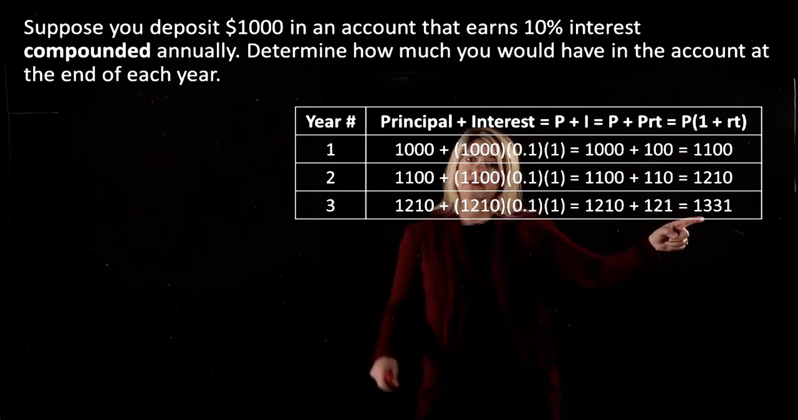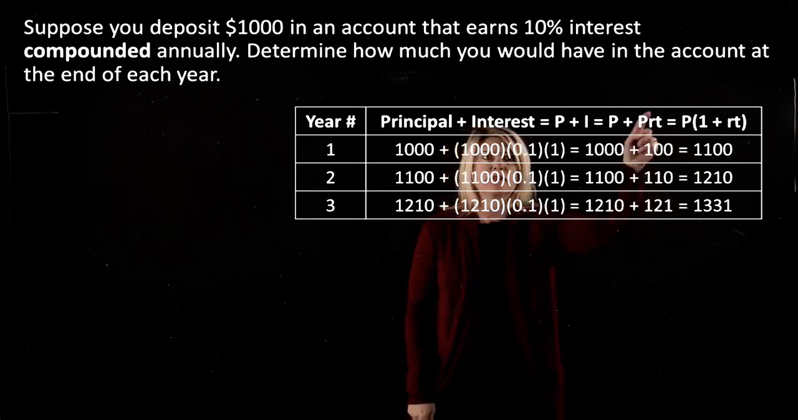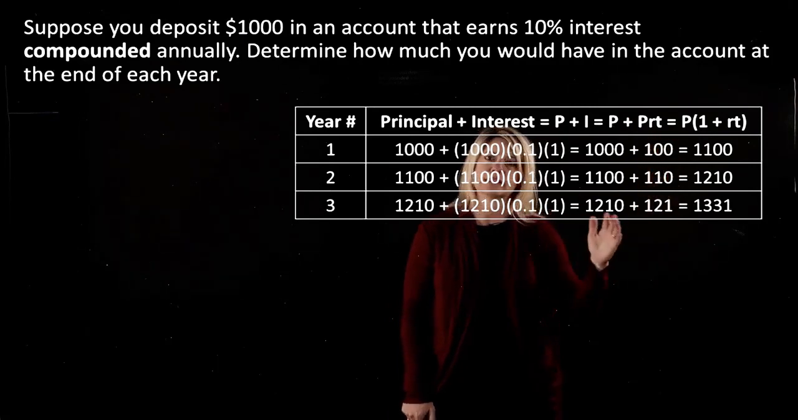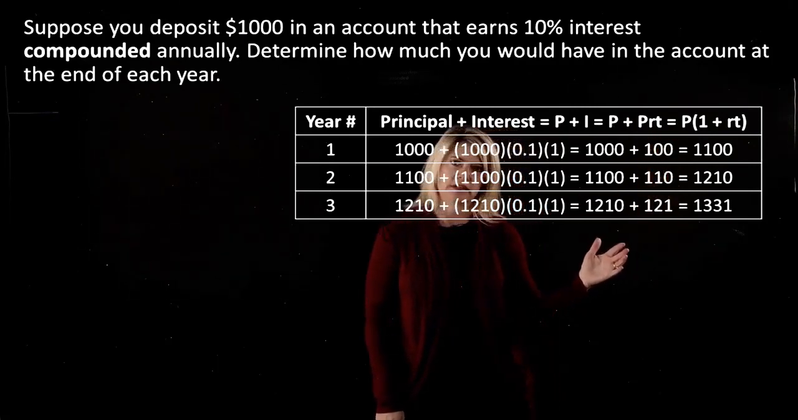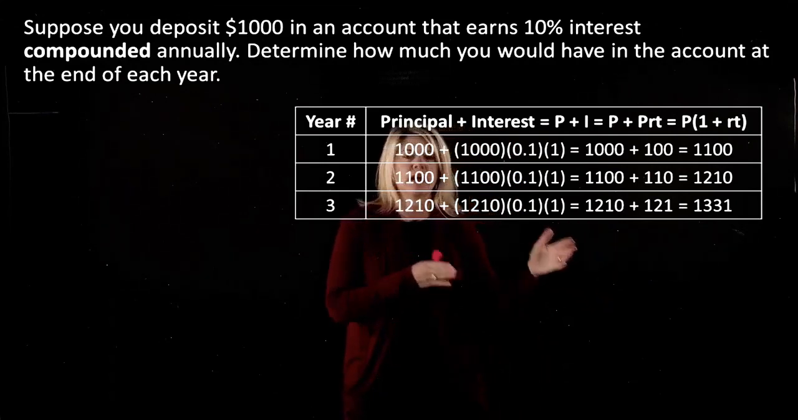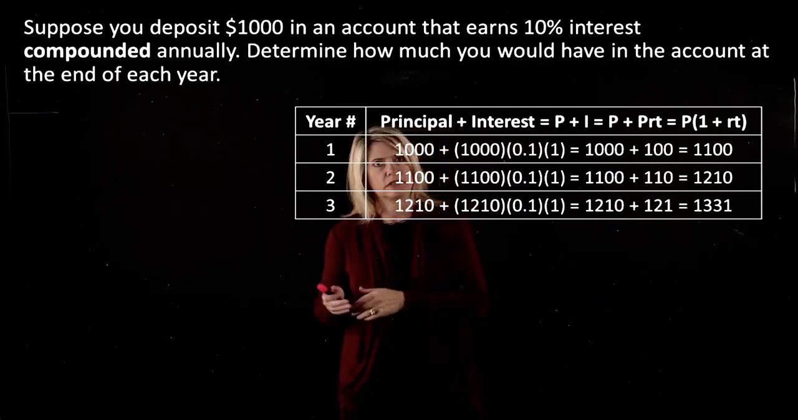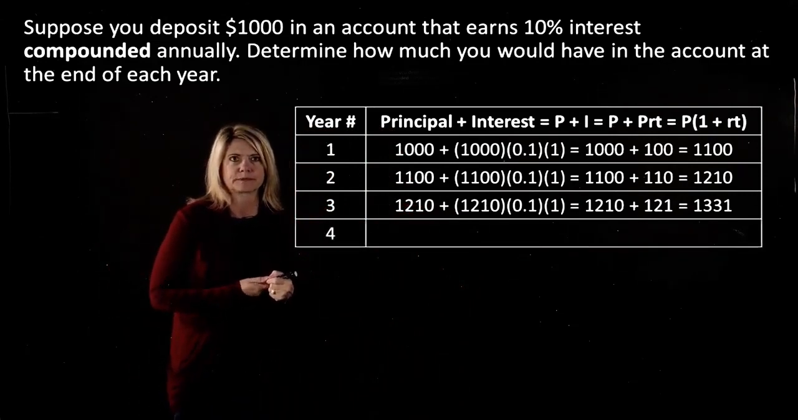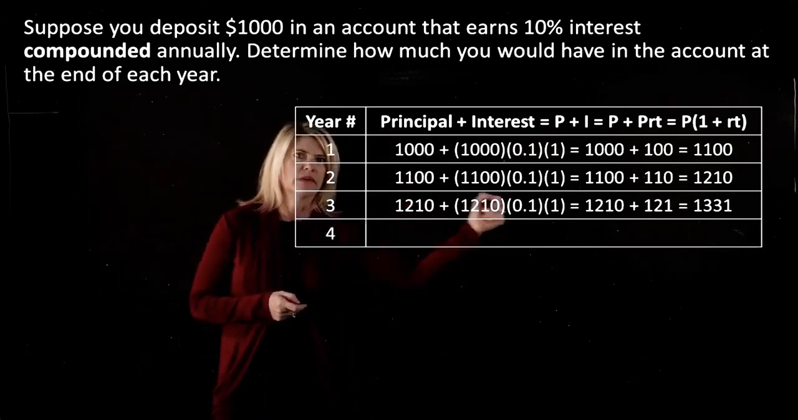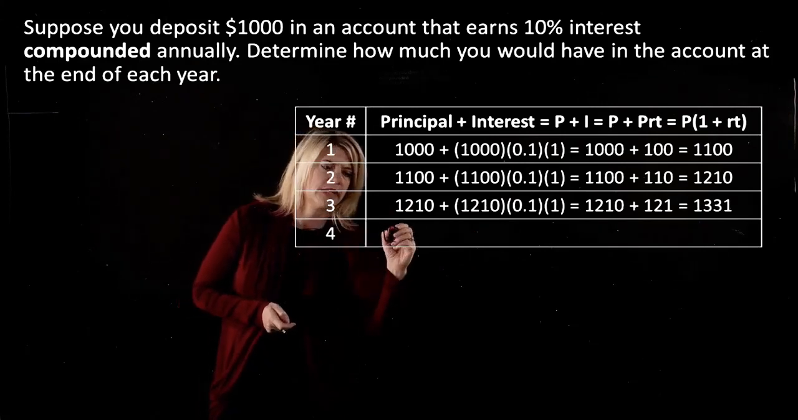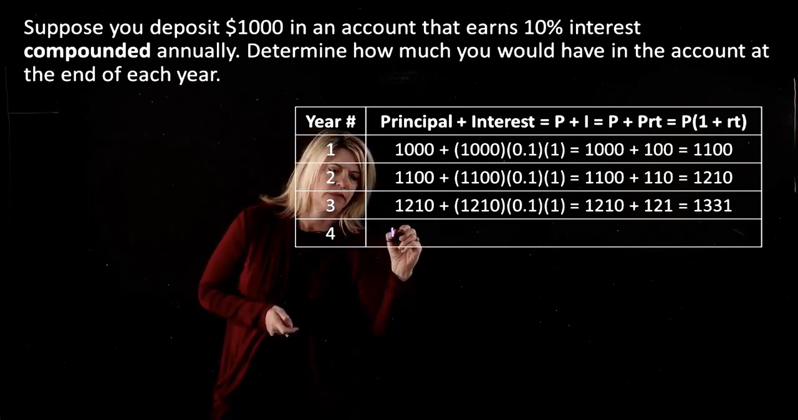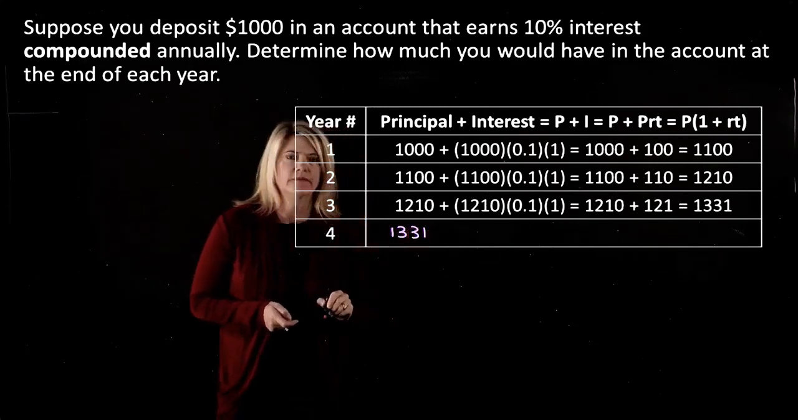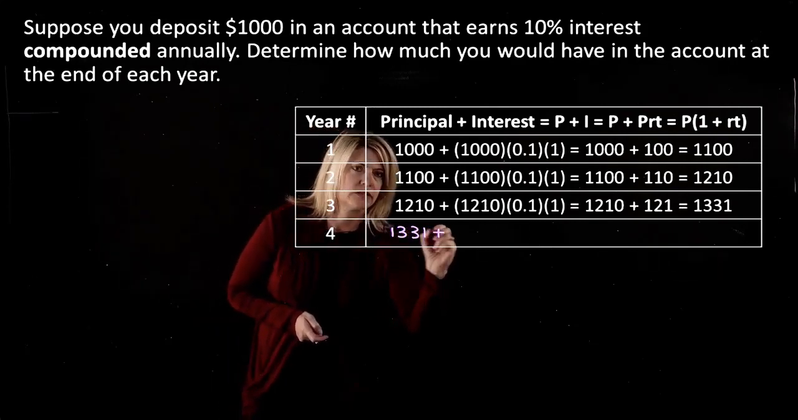Before we go to the fourth year, let's examine these. What you see is your interest each time is increasing a little bit at the end of each year because you earned interest off of the interest earned in the previous year. So let's see how this would map out for the fourth year. For the fourth year, we have $1,331 in our account. And we're going to earn some interest off of that.